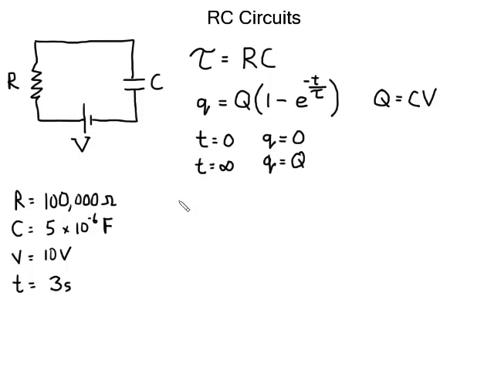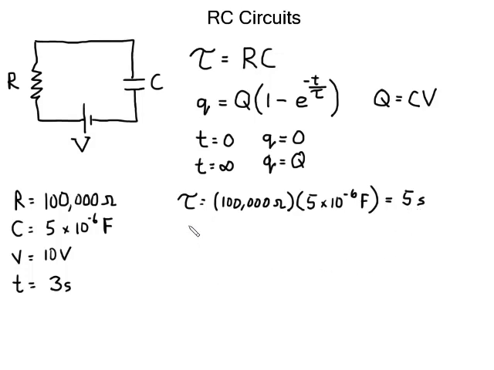First thing you want to do is find out what tau is. And tau is going to be R times C. So that's going to be 100,000 ohms times 5 times 10 to the negative 6 farads. This is going to come out to 5 seconds. What that means is if I run this circuit, after 5 seconds, I'll be 63% of the way to full.